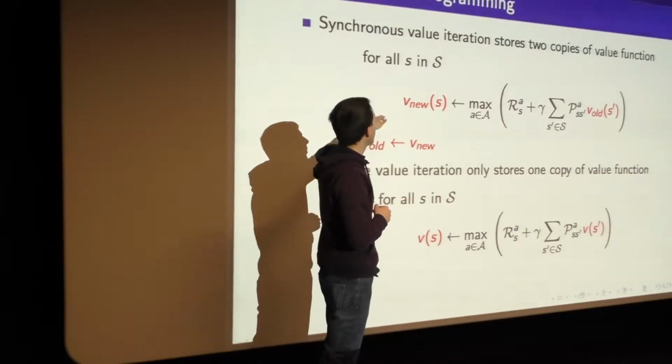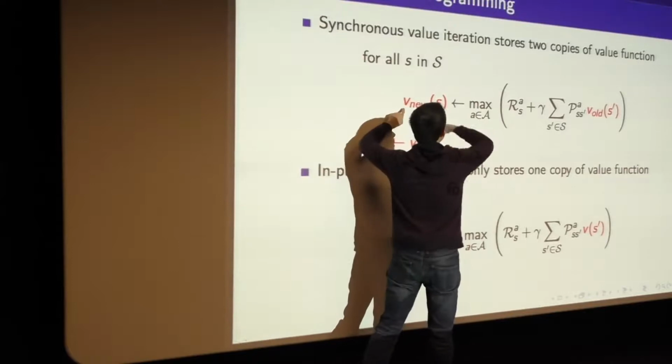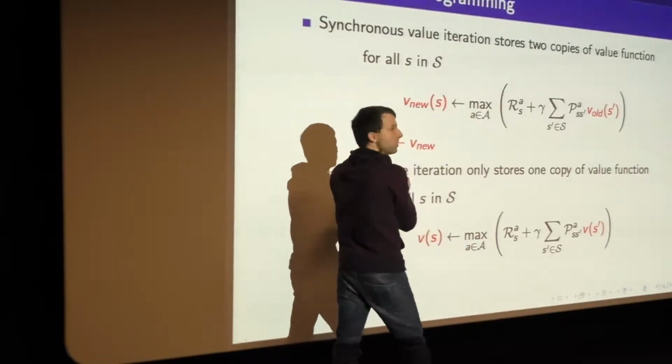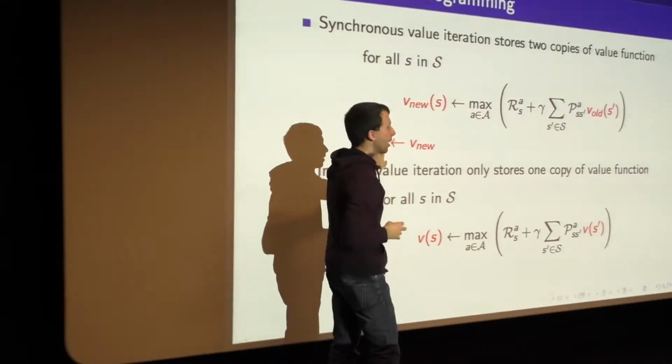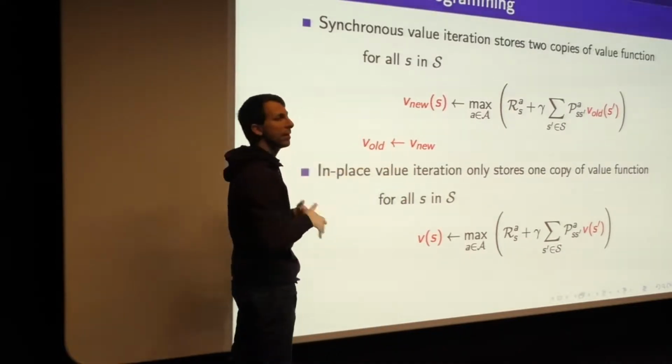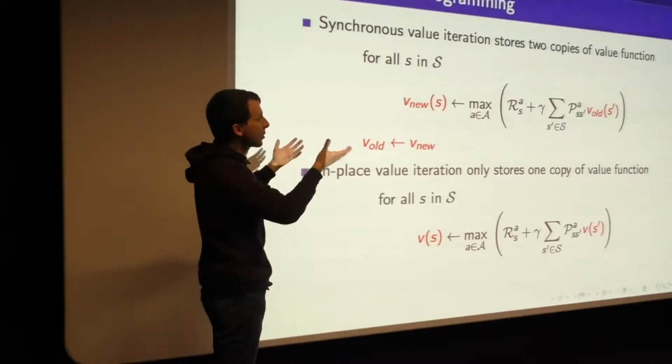So what we do is we do a sweep over this, we update every state in our new state space, and then typically you just switch these things over. So you shift your new values into your old values, and then you repeat. So that's how you would actually program this.